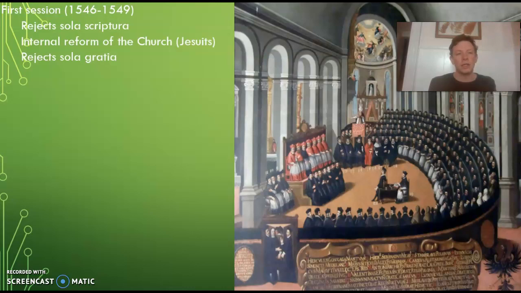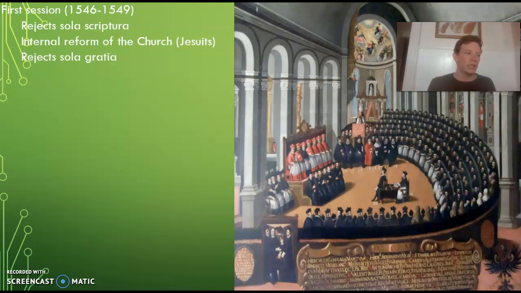The first session of the Council of Trent also rejects Luther's teaching of sola gratia. Human nature is flawed through original sin, wounded, changed in some way, but human beings can still cooperate with grace. Humans have the free will to cooperate with grace. And so this is also a rejection of sola fide. It's not only through faith that humans are saved, but also in part through works.